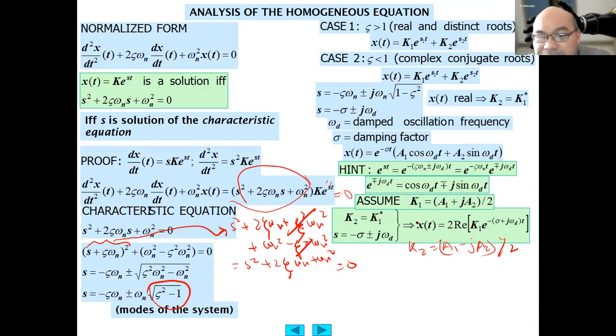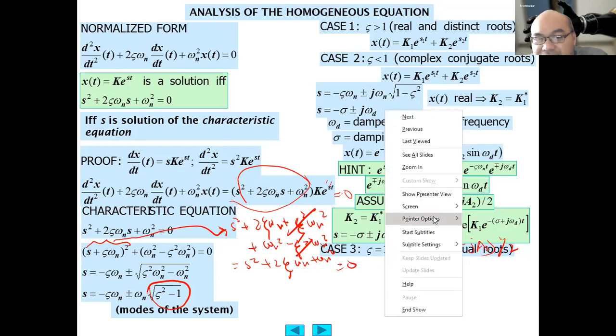Since x(t) here equals exponent minus sigma t times A1 cos omega d t plus A2 sin omega d t, then x(t) can be re-expressed as the real part of K1 exponent minus sigma plus j omega d t. Then I have to erase.